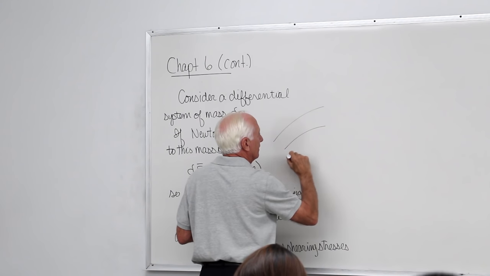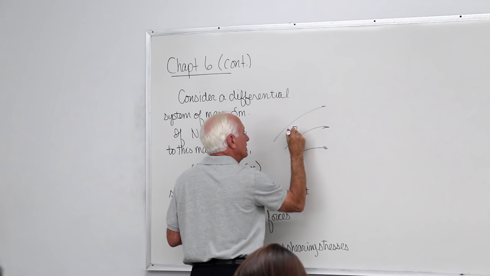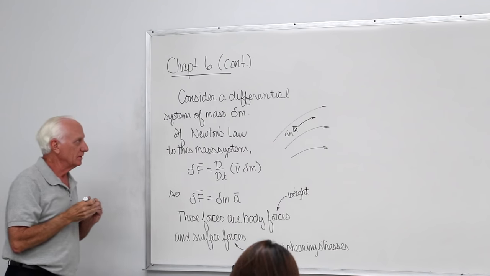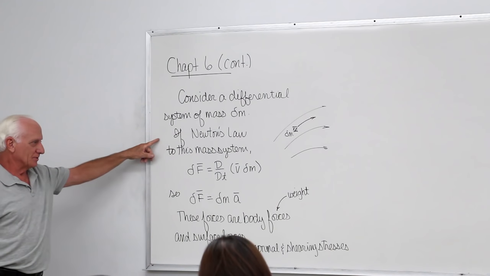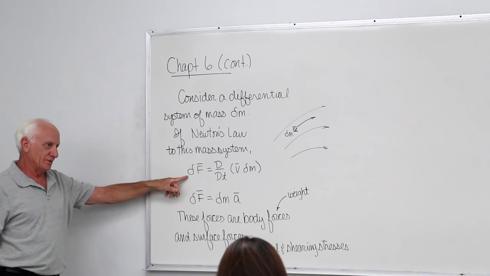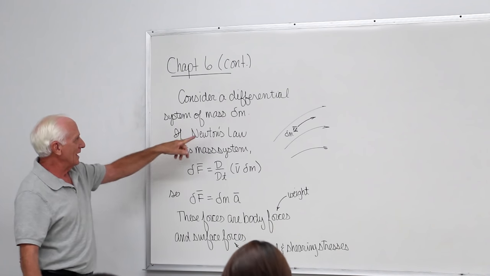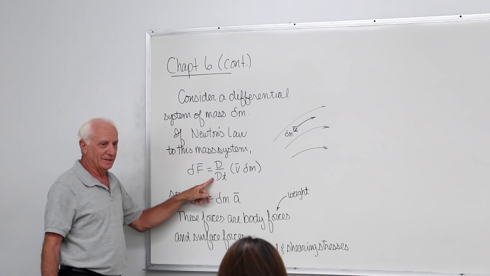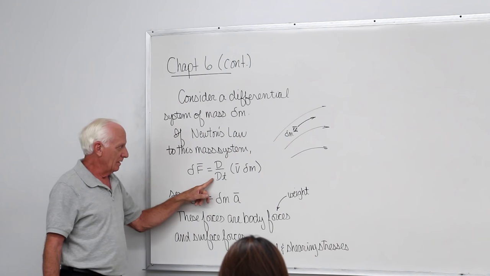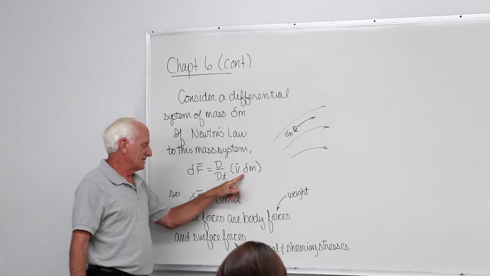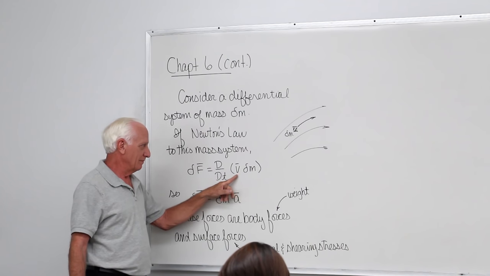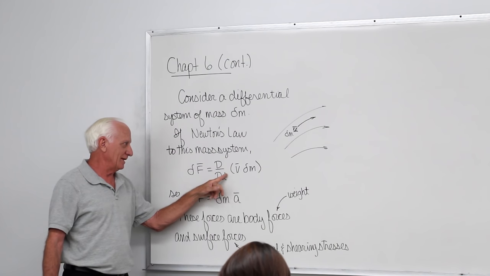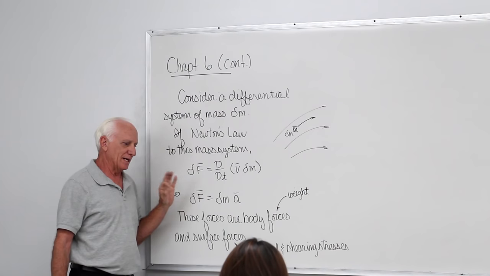Now here's the flow field, and we take a little differential system of mass delta m, and we watch it as it moves through the flow field. Let's first of all apply Newton's law to it. The summation of the forces, these are differential forces on that little element of mass, is the time rate of change. Look at the big D, the material derivative of velocity times delta m. What's this? Momentum, mass times velocity.